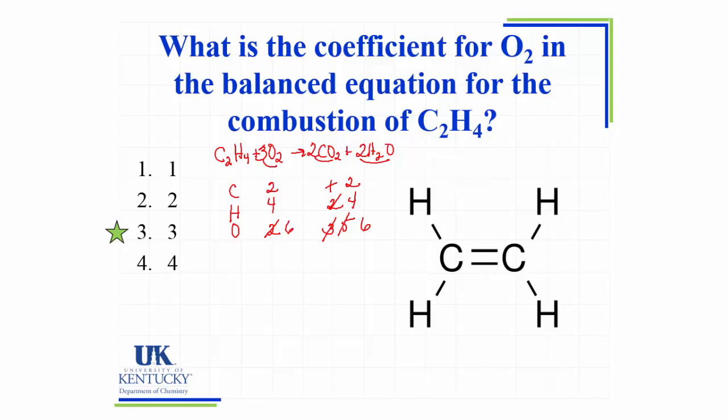Just as I've always done with balanced equations, I want to go back at the end and check everything. I see 2 carbons on the left, 2 carbons on the right, 4 hydrogens on the left, 4 hydrogens on the right, 6 oxygens on the left, and 4 plus 2 oxygens on the right. So now I know I have a balanced chemical equation for the combustion of C2H4.